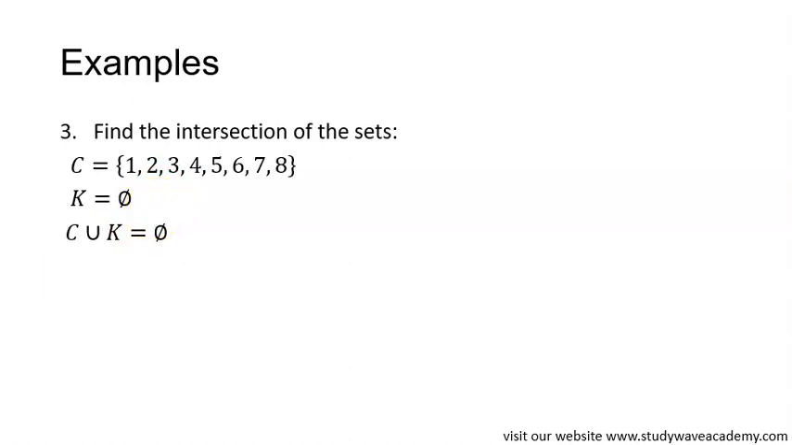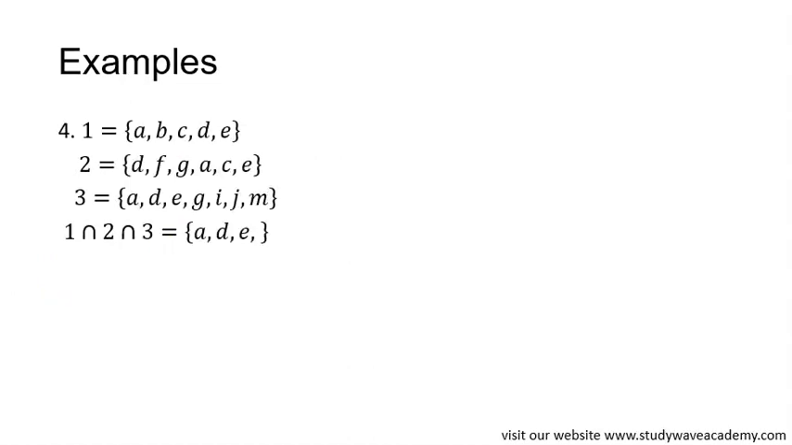Okay, so let's look at how to find the intersection for three sets. Set 1 we have A, B, C, D, E. Set 2 we have D, F, G, A, C, E. Set 3 we have A, D, E, G, I, J, M. So we have to look for the intersection for these three sets. And remember, we are looking for the common elements, right? So here it's letters that are representing this set. So we are looking for the common letters. They should be in 1, 2, and 3.